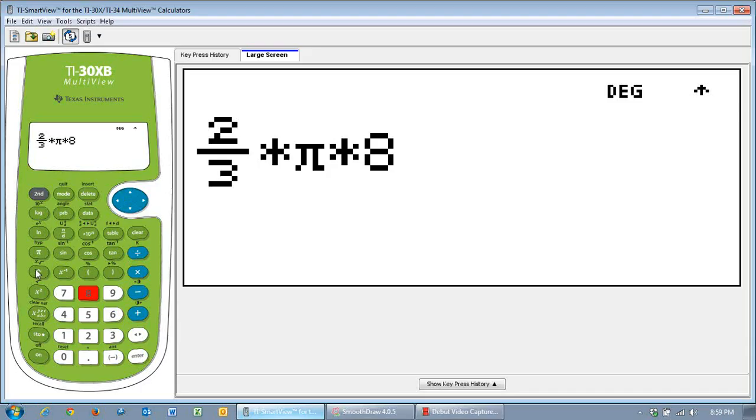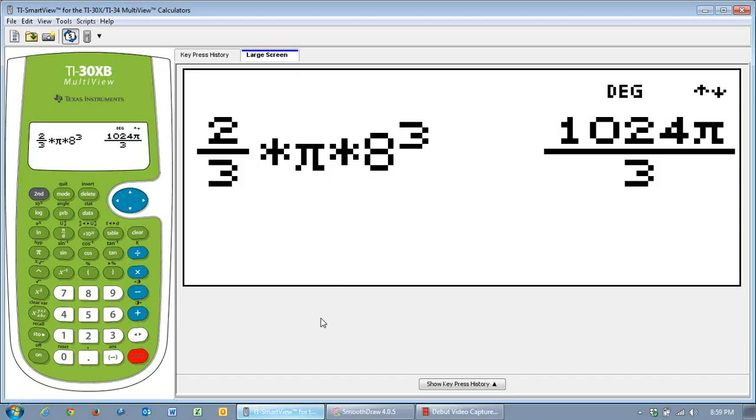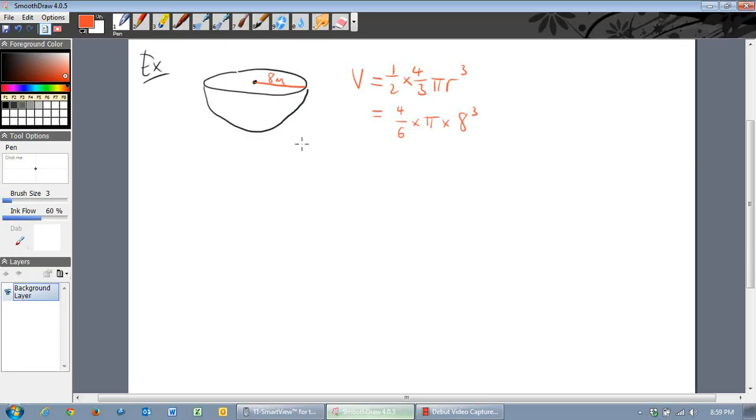Now how do you do cubed? It's this little exponent button here that gives you a power, 8 to the power 3. I always press right to get out of that, just in case it mucks it up for me. And there you go, it's giving you the exact answer, which is 1024 pi over 3. We're doing a Year 10 question, so that's your exact answer there, and I like that. And the units of measurement is meters cubed. Beauty. There is the volume of half a tennis ball.